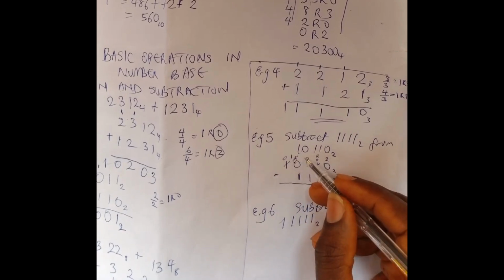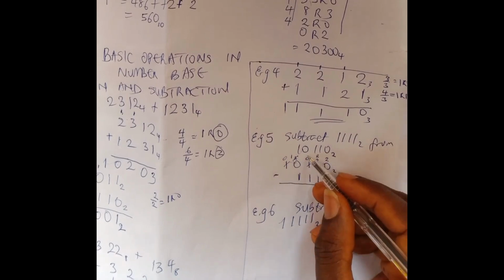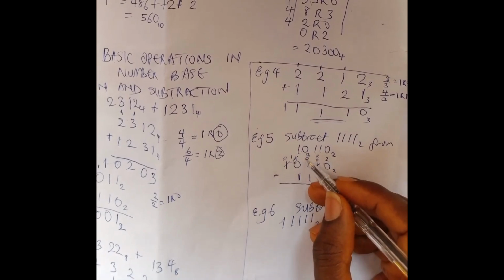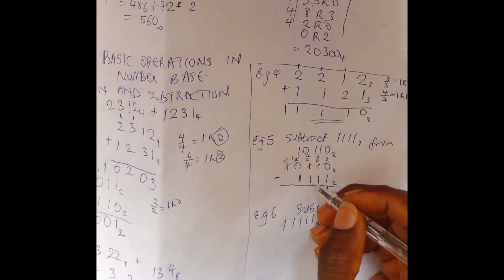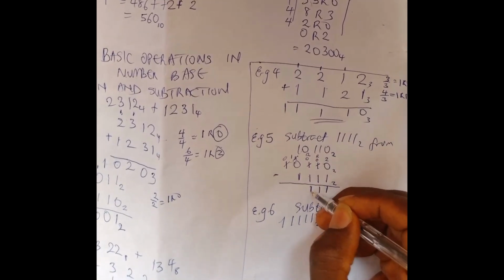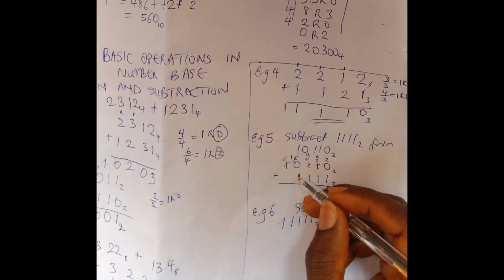Add that 1 to this 10, to this 0. But we know we just write 1. So instead of writing 1, you write 2. So 2 plus 0 is 2. 2 minus 1 is 1. 1 minus 1. The remaining 1 here. 1 minus 1. 1 plus 0 here is 1.